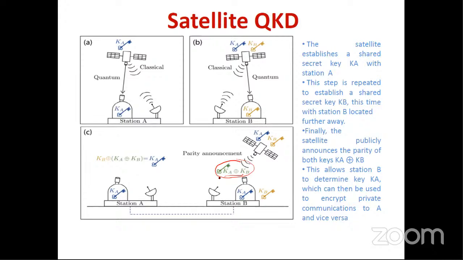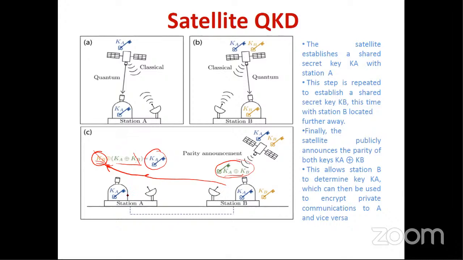So at station B, it was having its own KB that was established using this satellite and this station B. Now, if it has Ka XOR KB and KB, then by XORing it, it will have the key of A. So whenever A and B want to communicate, they can use this Ka for encryption. And similarly, station A also can have KB.